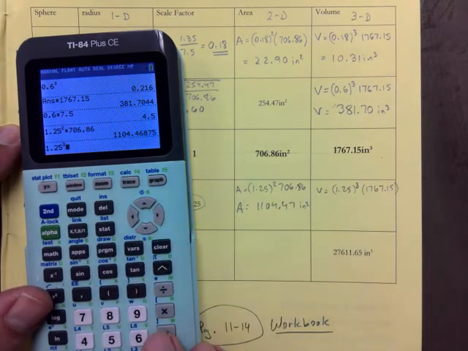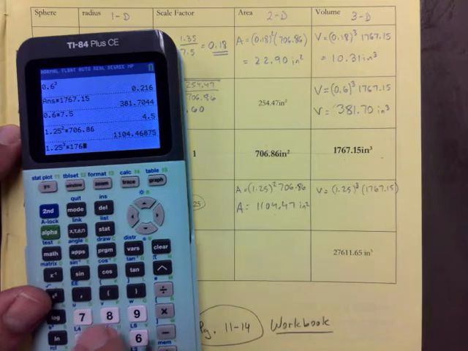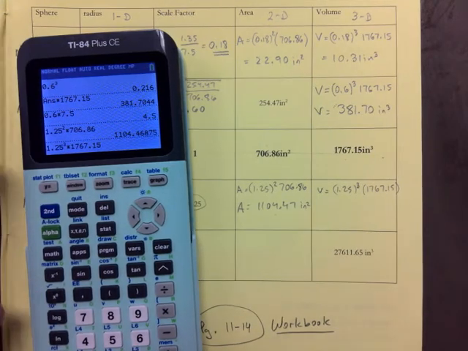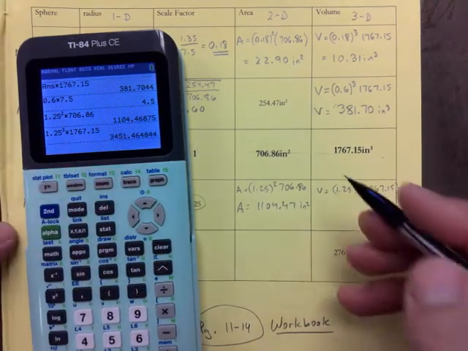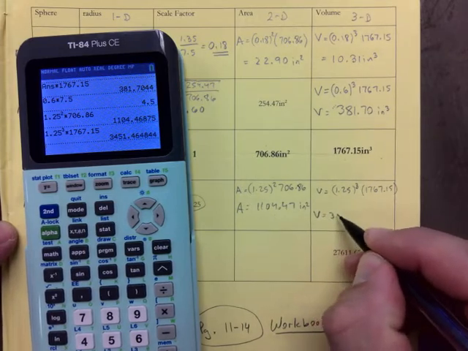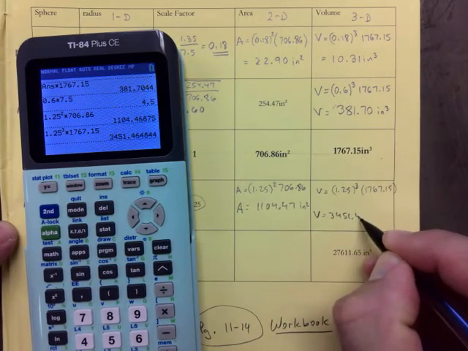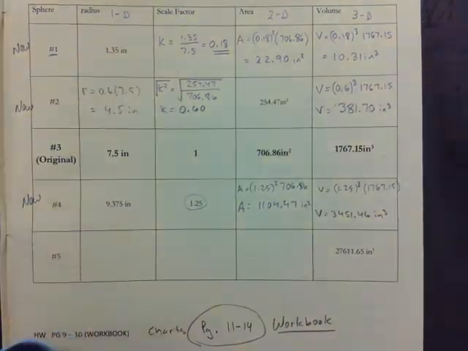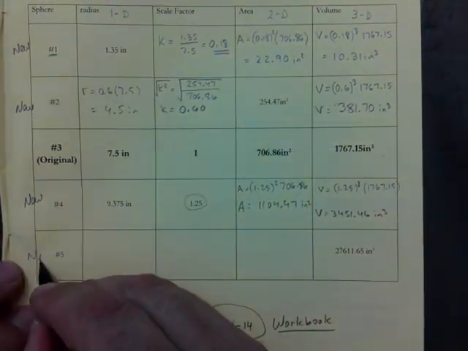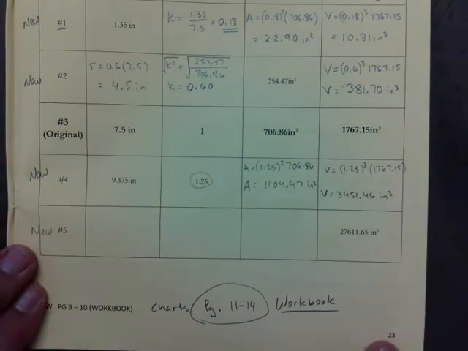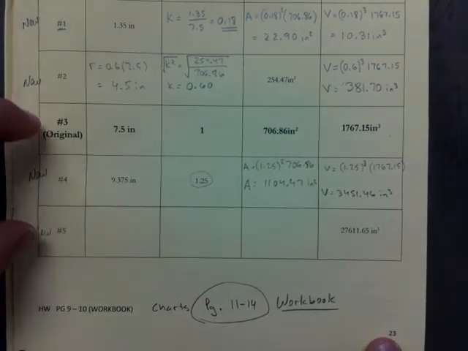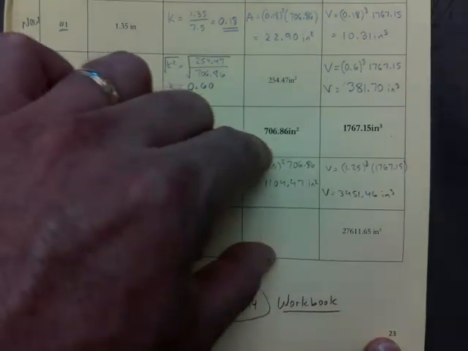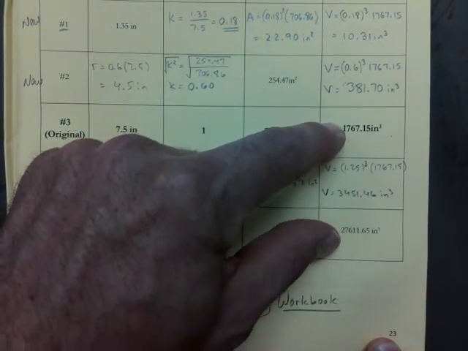Make sure cursor comes down, okay? 1767.15. That is 3,451.46 cubic inches. We've done that. Now I'm making a new shape based on the original. So I'm comparing these two. I'm going to go over to the fat, and I realize that I have both of their volumes.